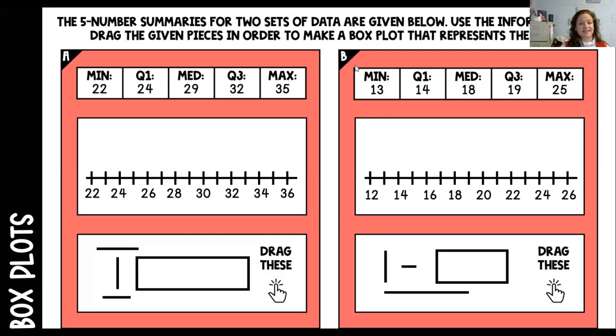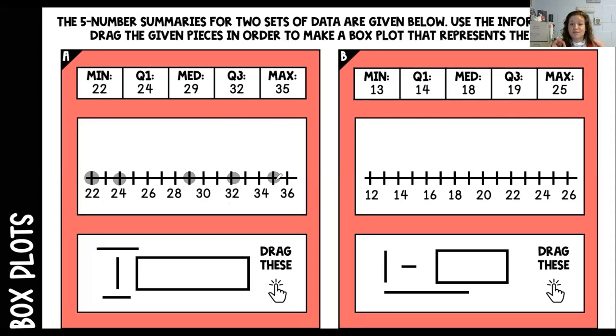All right, so if I'm looking at this, we always start with our minimum number, okay? So on this minimum number, we have 22. So I would go find 22 on the number line. I'm going to put a dot for 22. Okay. Next, we have quartile 1, which is 24. I'm going to put a dot there. Our median, 29. Remember, these are skipping numbers, so we know that in between 28 and 30 is 29. Okay, in between our quartile 3 or my upper quartile, it's going to be 32. And then my maximum is 35.